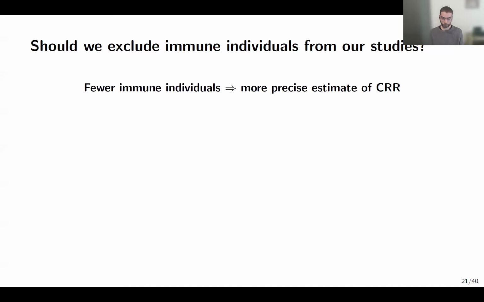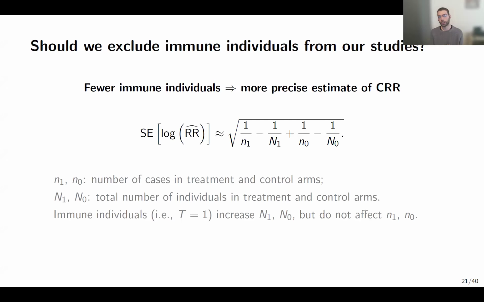Specifically, if you have fewer immune individuals, you will have a more precise estimate of the risk ratio. And this becomes clear when you look at the formula for estimating the variability of the risk ratio. Here you have the standard error of the logarithm of the risk ratio estimator, and you can see that this is a function of the number of cases in the treatment arm, the number of cases in the control arm, the total number of units in the treatment arm, and the total number of units in the control arm.